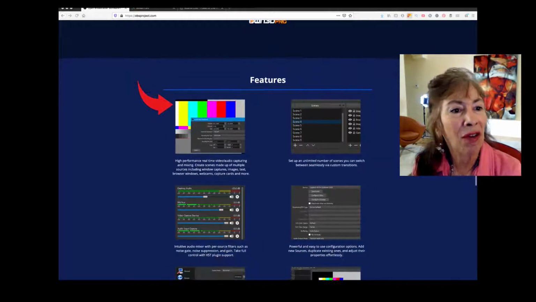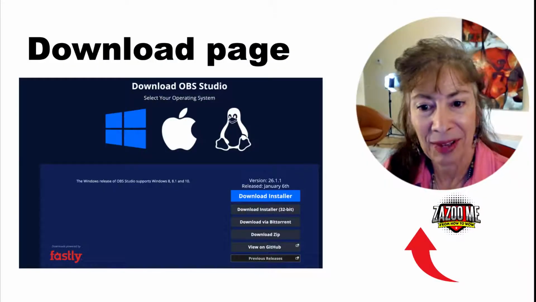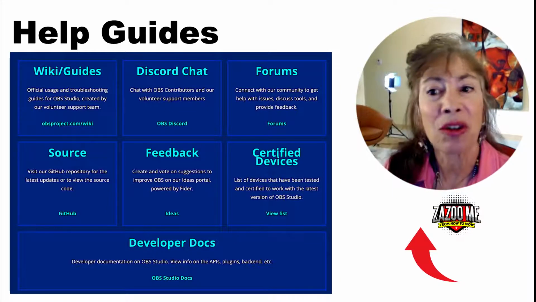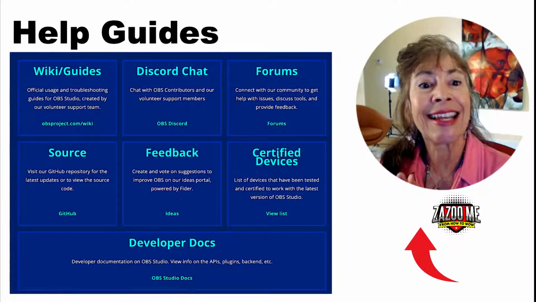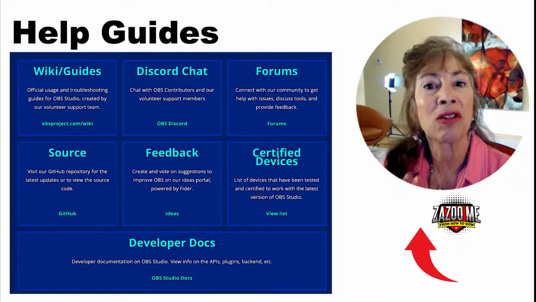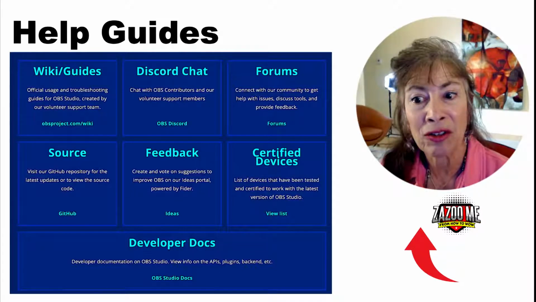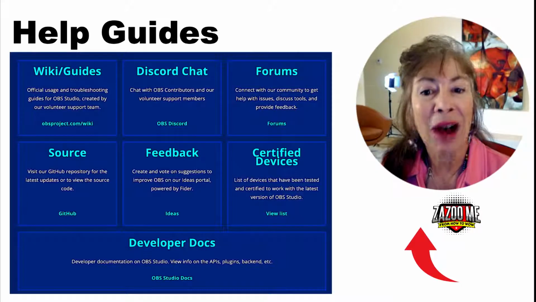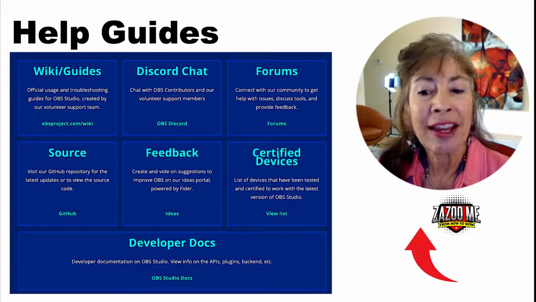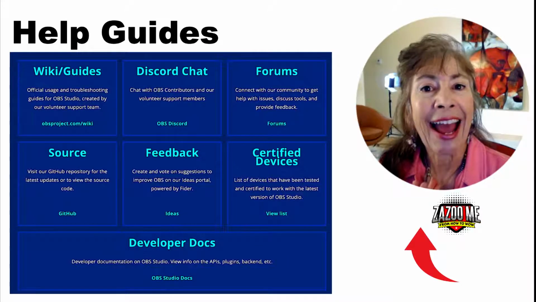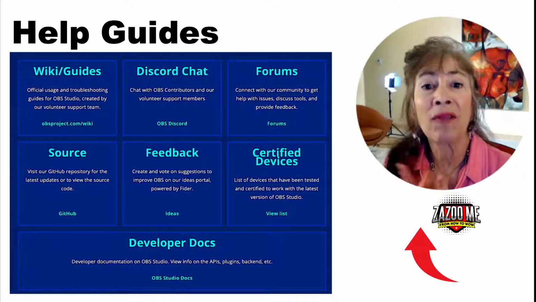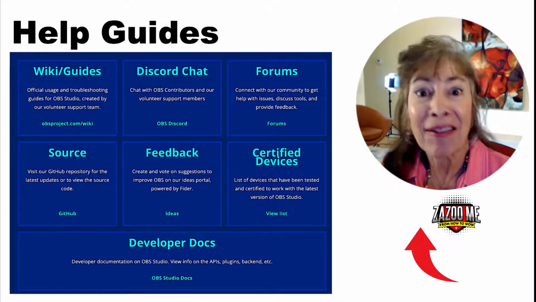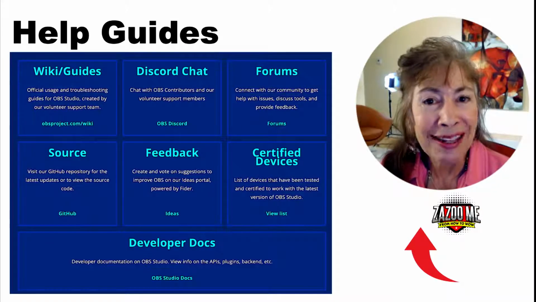Additional features of OBS: let me just say that OBS gives you help guides. So there's wiki guides, there's a Discord chat, there's a forum. There's something called Source, which is a GitHub repository. You can get feedback. You can look at developer docs. If you're one of those people like Keith from PHP Coding that loves to know the background of things, OBS is perfect for Keith.